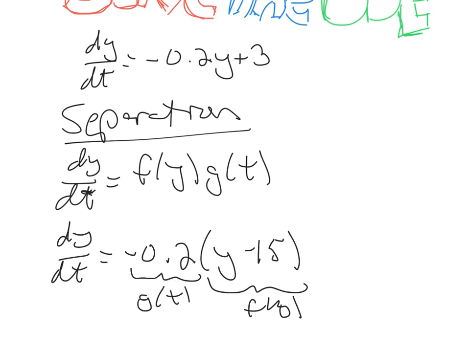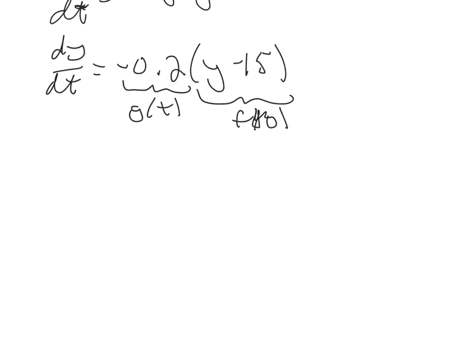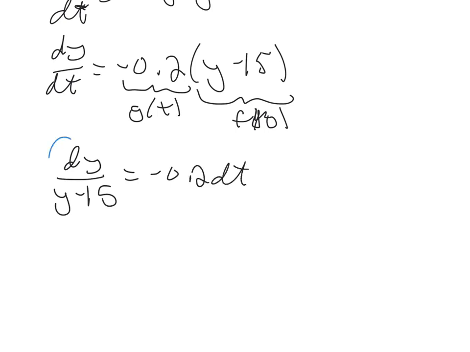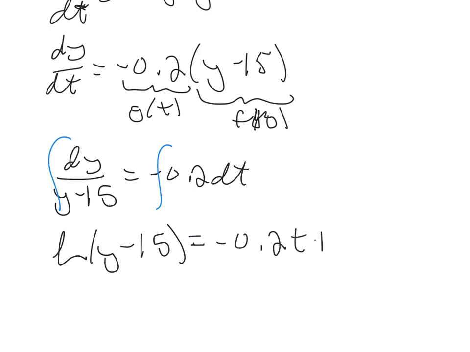of t. And now I can go straight forward, sorry for the handwriting here, and just do separation. So I've got dy over y minus 15 equals negative 0.2 dt. Integrate both sides. So natural log of y minus 15 is equal to negative 0.2t plus a constant.